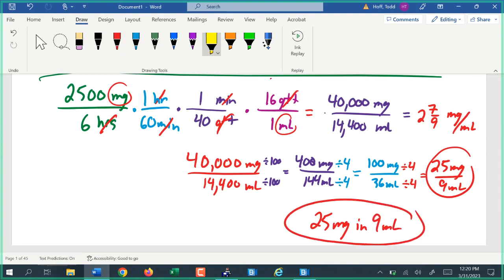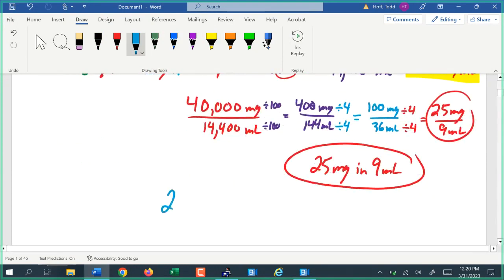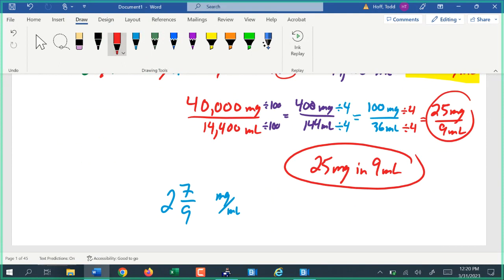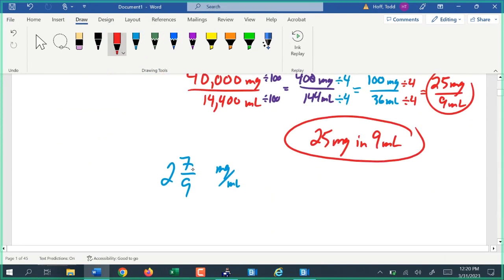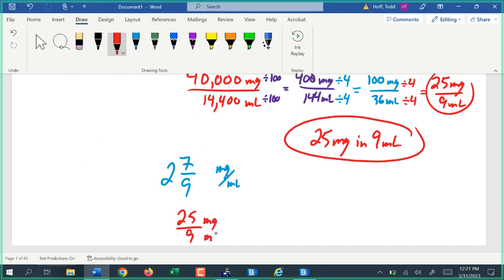Well, how could we have got that from this fraction here, this mixed number? Well, we take that mixed number, 2 7/9, again, milligrams over milliliters, and we turn it into an improper fraction. 2 times 9 is 18, plus 7 is 25. That's 25 over 9. Milligrams per milliliter implies milligrams goes with the numerator and milliliters with the denominator. So we would get that same fraction.